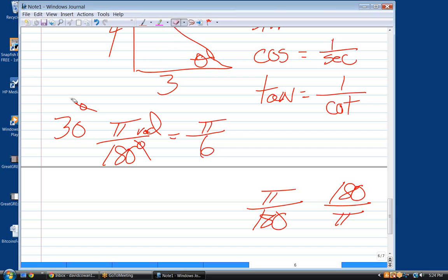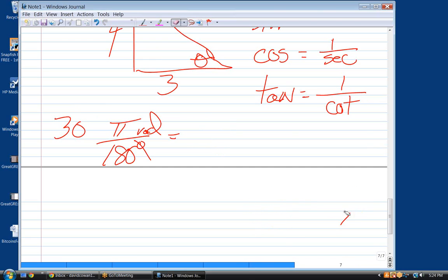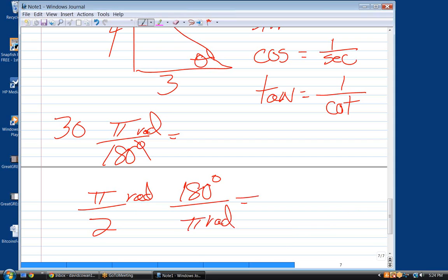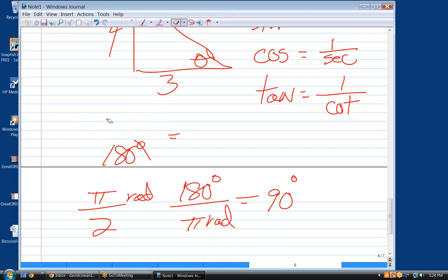So they're going to want you to know how to convert any degree to radians and how to convert any radians to degrees. So if I have pi over 2 radians, then that conversion factor is 180 degrees over pi radians. That's equal to 90 degrees. Yeah. So going back and forth between radians and degrees is important.